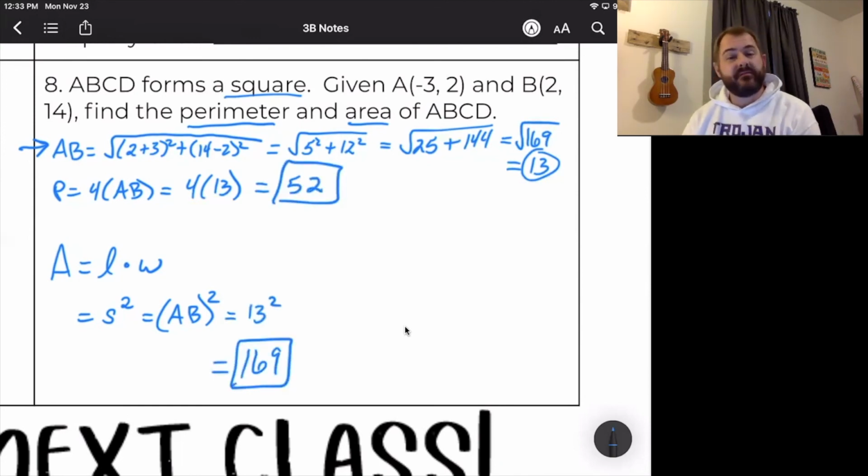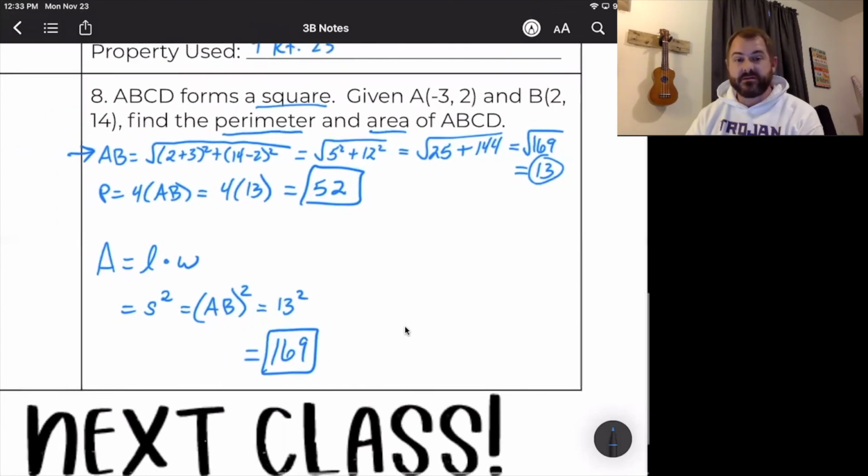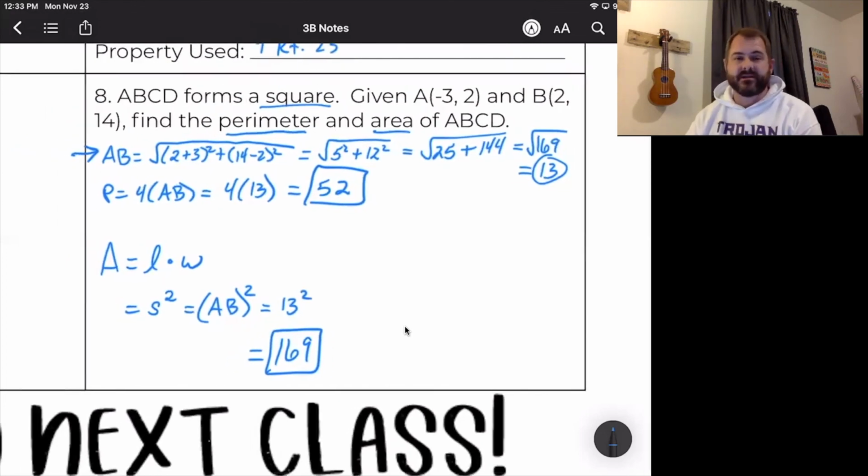The perimeter should be 52 because with our distance formula, we get the length of AB is 13 exactly. When I do that times 4, I get 52. And then I take that 13 again and I square it for my area, 13 times 13, and I get 169. So that is how we can use distance formula, again, even with our properties of rectangles, rhombi, and squares.